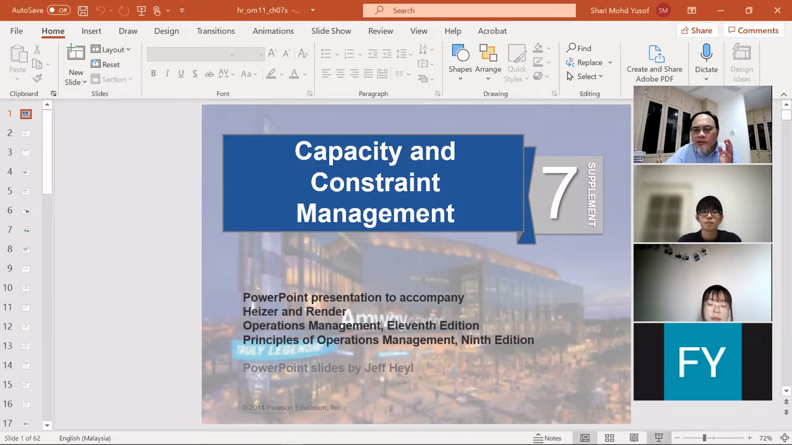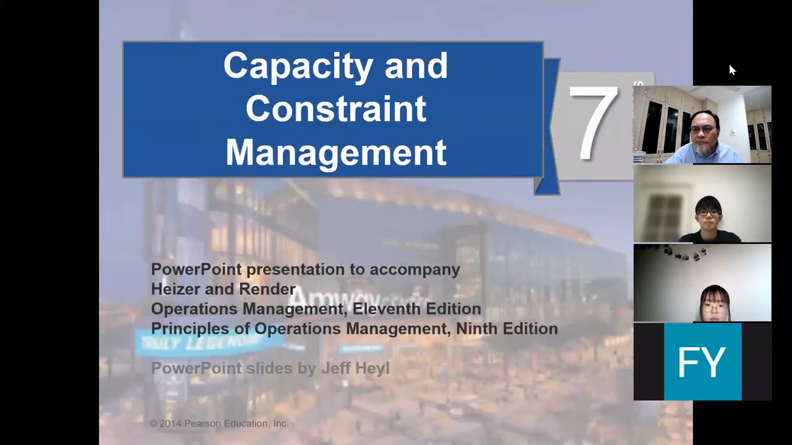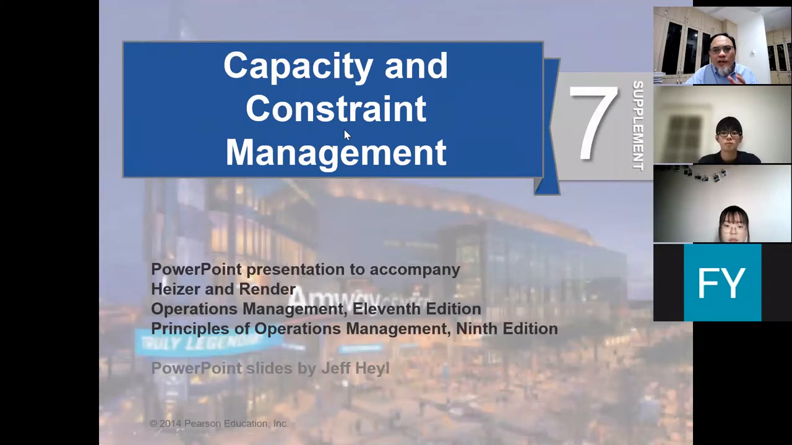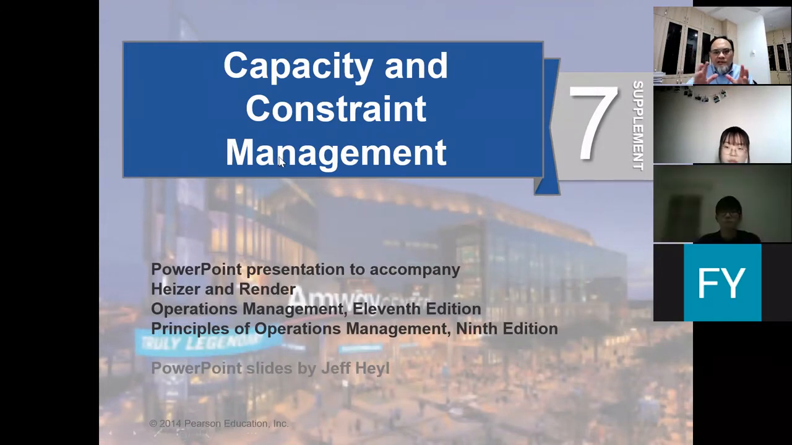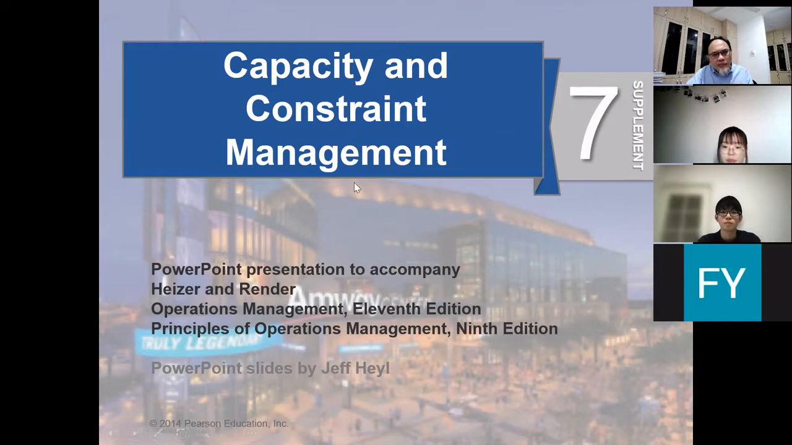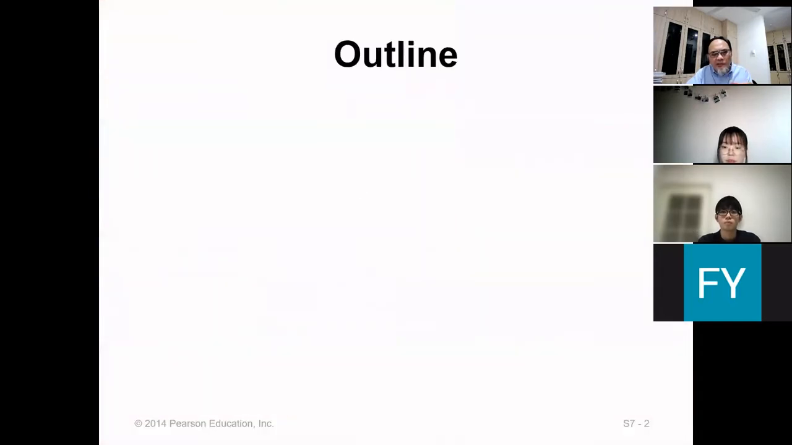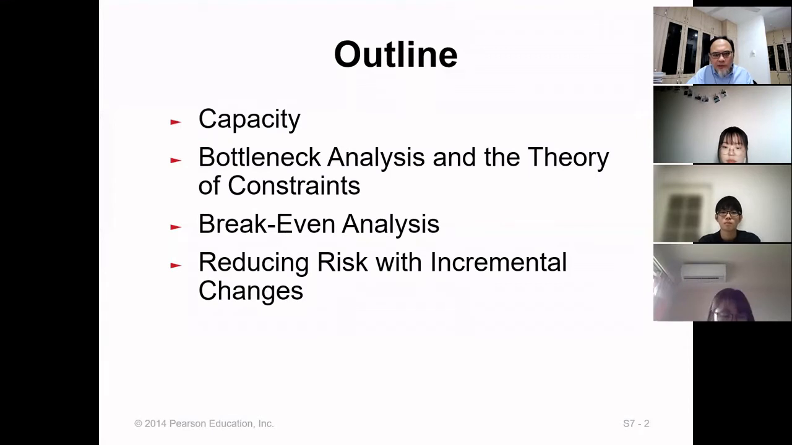So we're going to talk about this so-called concept of capacity. Capacity. Because in operations management, we need to think about what constrains the organization or the company to deliver their services. So we have capacity. For example, you go to a restaurant, it has 30 seats.